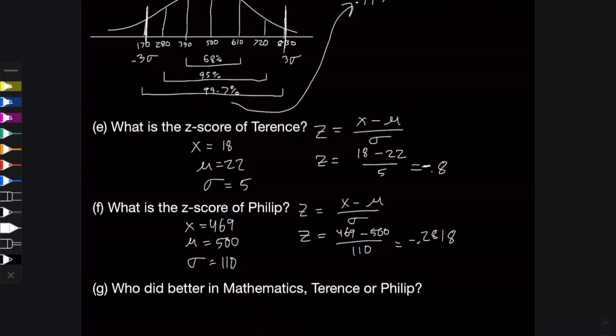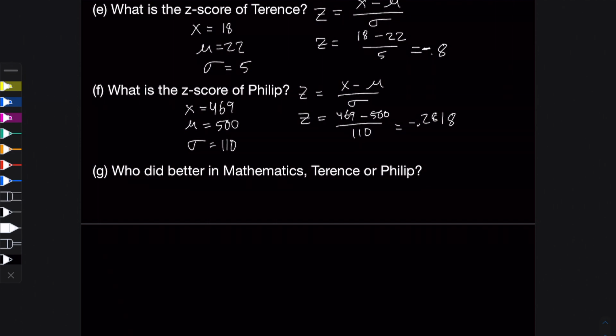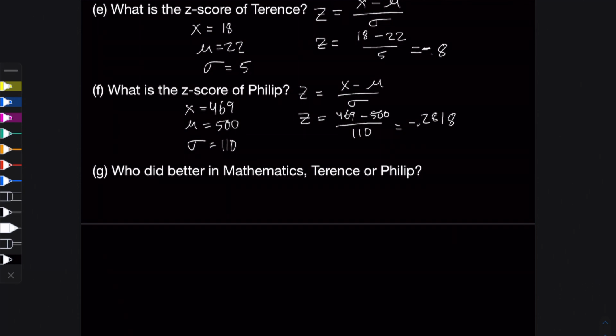So who did better in mathematics, Terrence or Philip? When you look at z-scores, a z-score is a way of comparing how you did in different things. You can compare how well you did versus the standard deviation and the mean, so that way you can compare two things that aren't the same. In this case, we're comparing ACT scores with SAT scores, and the best way to do it is to normalize them and then find the z-score of two different people who took the different tests.